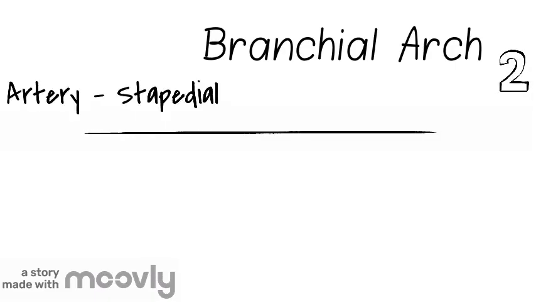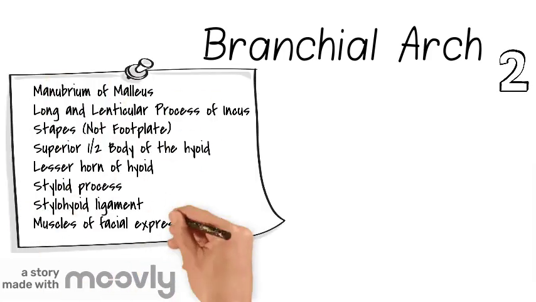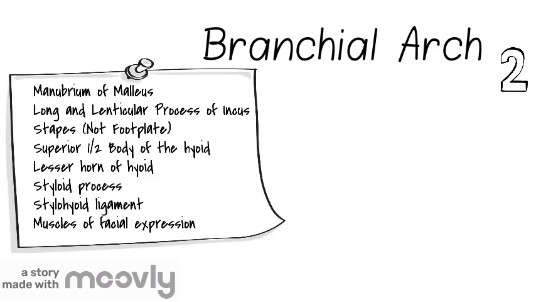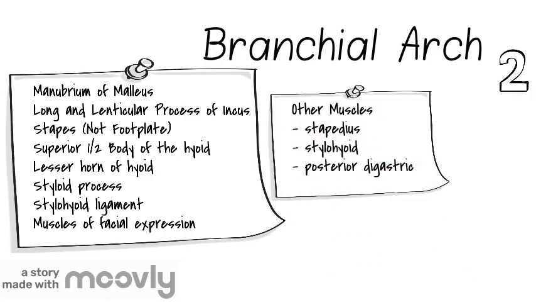The second branchial arch is supplied by the stapedial artery, innervated by the facial nerve, and the cartilage is known as the Reichert's cartilage. The stapes, superior half body of the hyoid and the lesser horn of hyoid, styloid process. Muscles of facial expression are derived from this arch. Other muscles such as stapedius, stylohyoid and posterior digastric also derive from this arch.